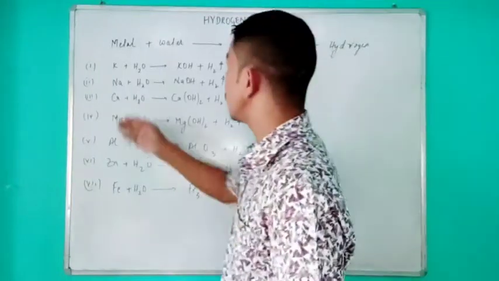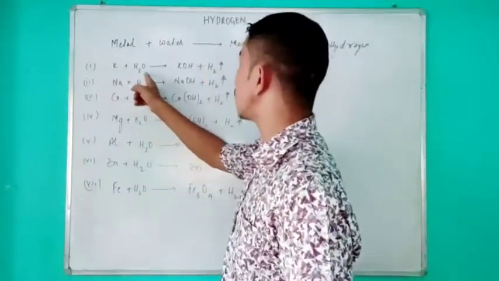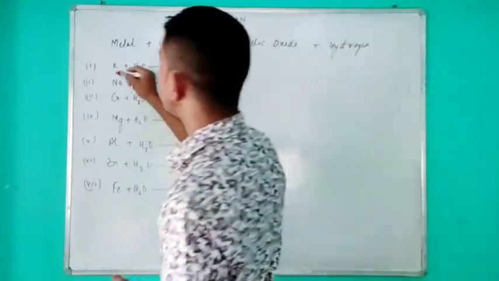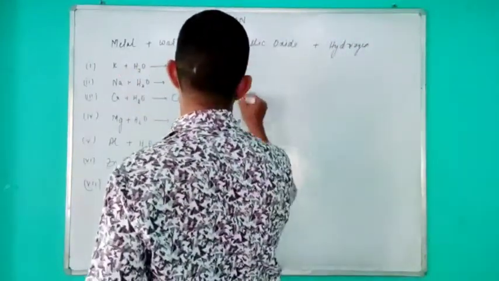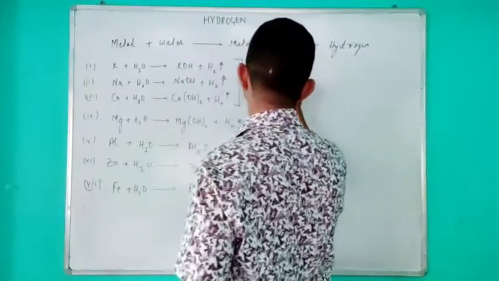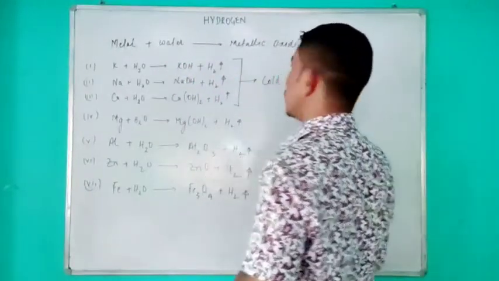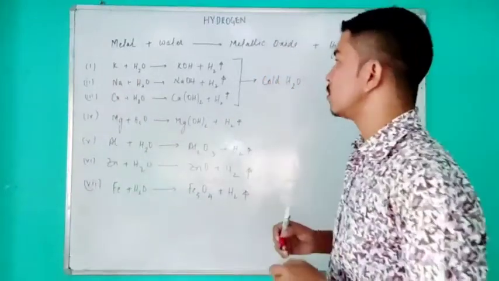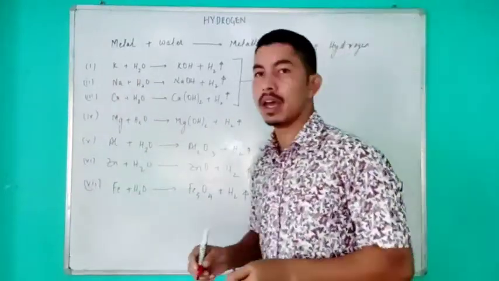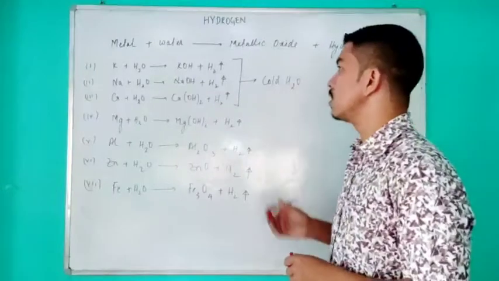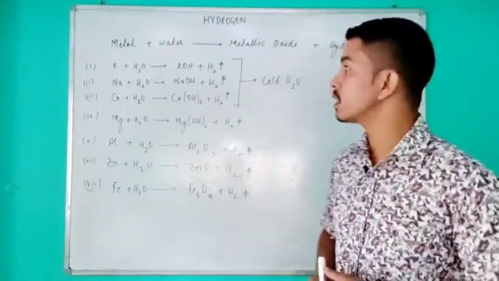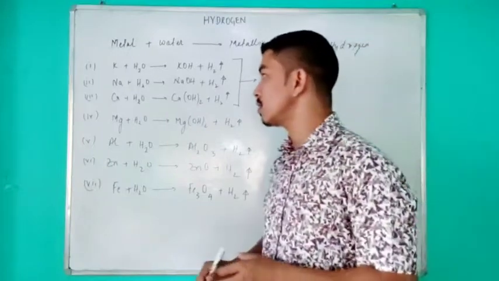So if we see here, when potassium is treated with water, it gives me potassium hydroxide and hydrogen. Now, the potassium, sodium and calcium: the first three reactions occur even with cold water. Okay, so potassium, sodium and calcium react with water to produce the respective hydroxide and hydrogen gas even with cold water, because potassium, sodium and calcium are the reactive metals in the activity series of metals.